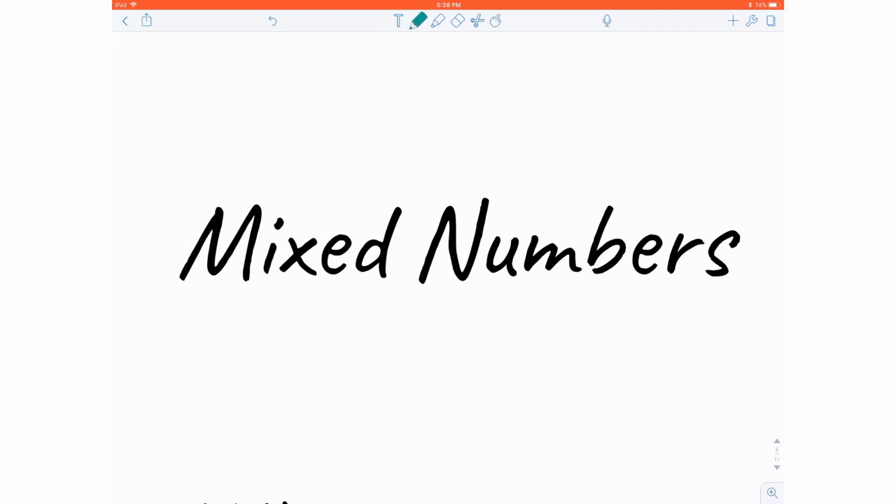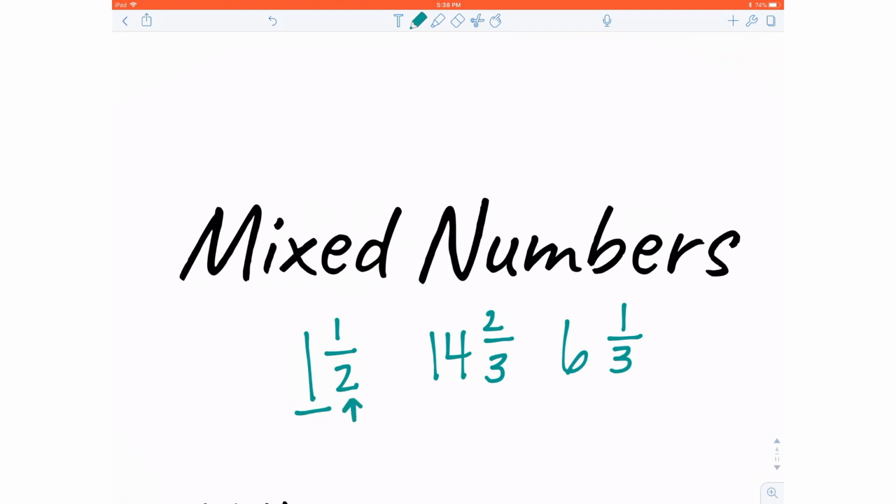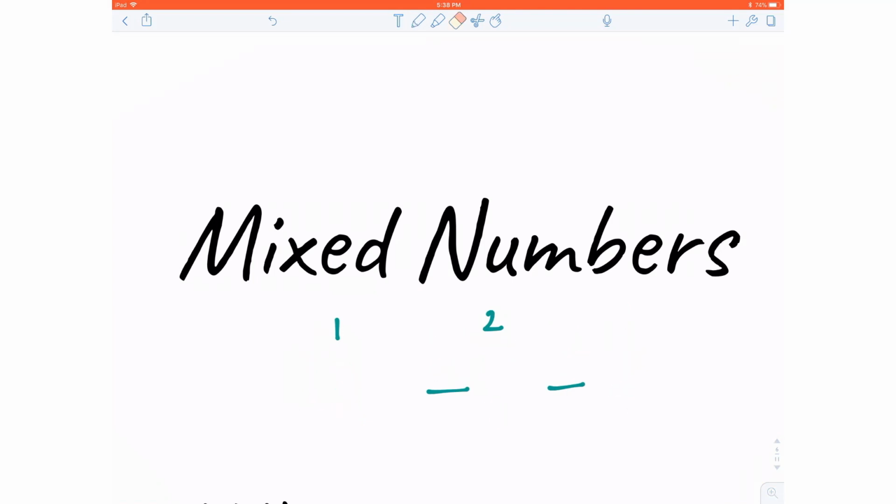Mixed numbers. What is a mixed number? You've seen mixed numbers before. Mixed numbers are something like 1 and 1/2, 14 and 2/3, 6 and 1/3. Okay? A mixed number has a whole number and a fraction. They are together.